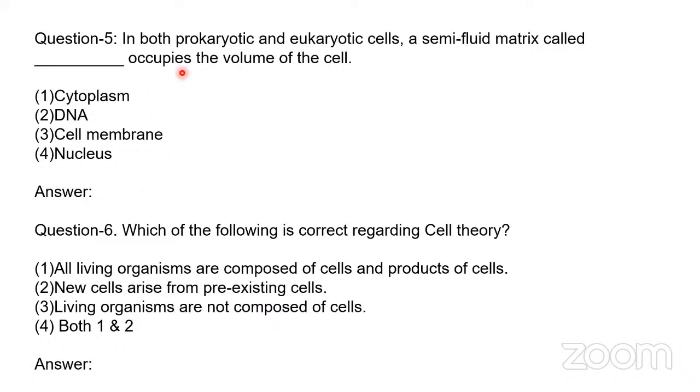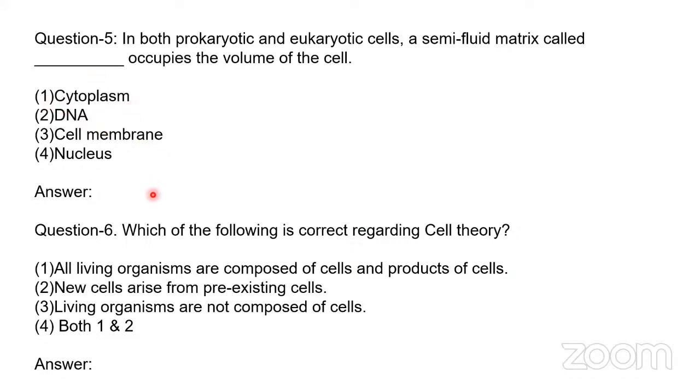Next is, in both prokaryotic and eukaryotic cells, a semi-fluid matrix called dash occupies the volume of the cell. So the answer should be that in both prokaryotes and eukaryotes, the semi-fluid matrix, which is called the cytoplasm, occupies the volume of the cell, and it is the main arena for all the cellular activities. The next question is, which of the following is correct? So the correct answer for this question is cytoplasm.